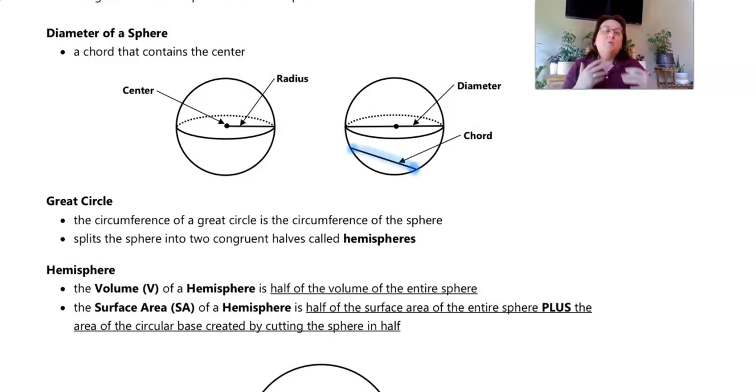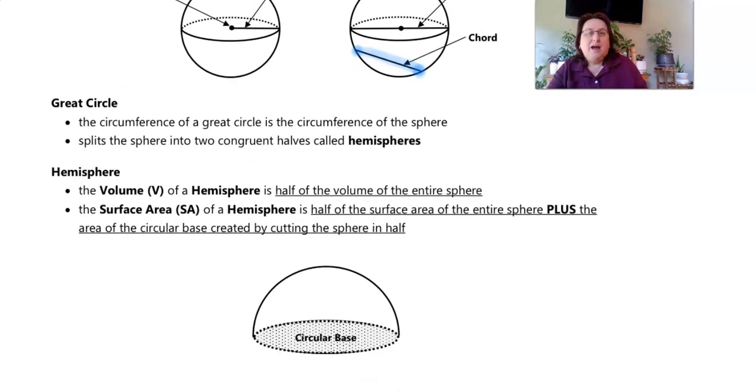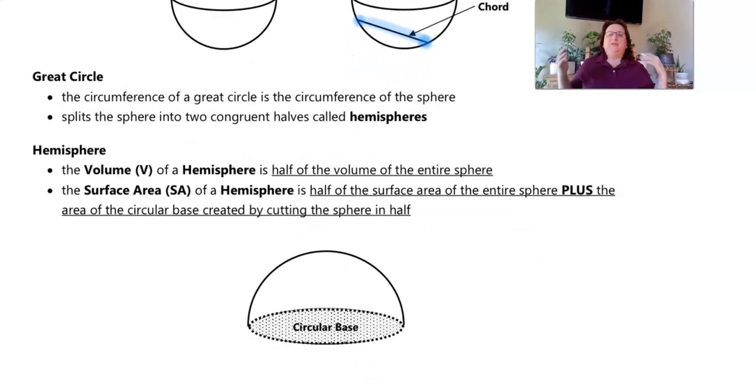We are not going to do a whole lot with chords, but I want you guys to notice that it is there. How does this play in? The great circle. The great circle of a sphere is basically what we would consider the circular base of the hemisphere. Hang on just a second.